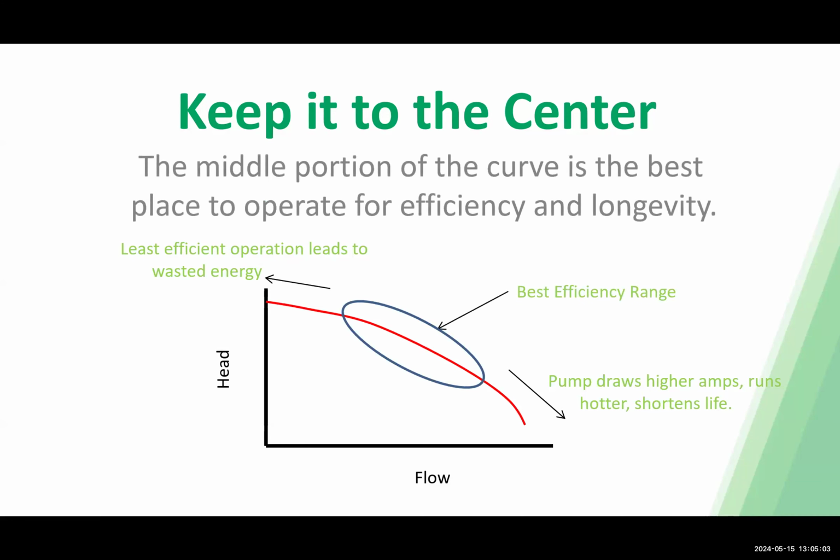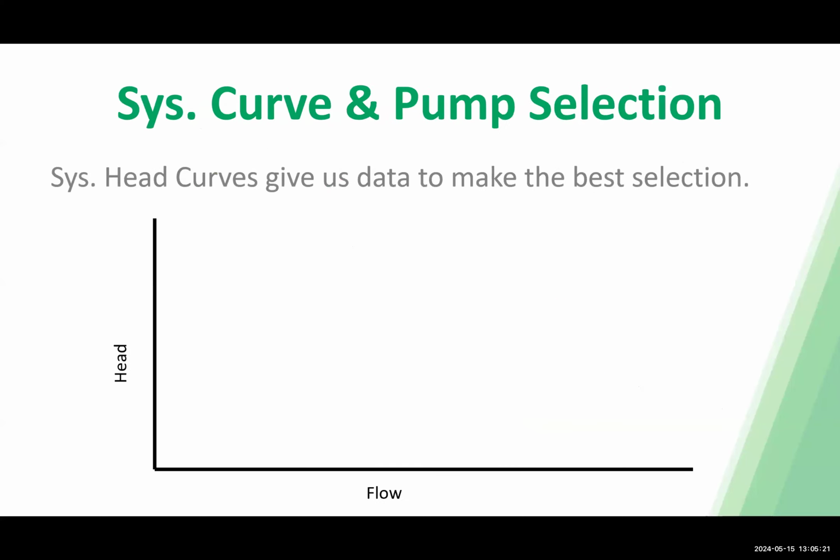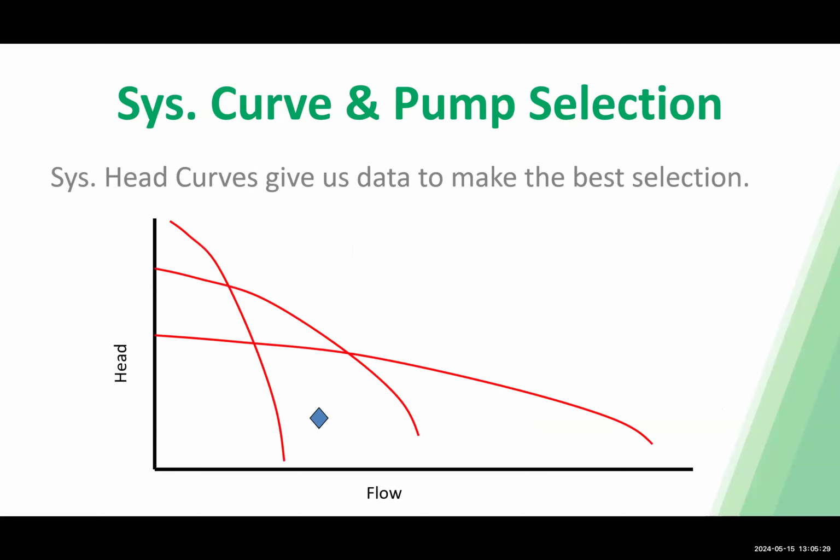And that's sort of where system head curves come into place. Being able to map that out and see where exactly you're operating will give you that chance to change your system and increase the life of that pump before that pump is put in place. So with that, system head curves give us data to make the best selection. As an example here, here's our design point. We have 3 different pump curves. As we've already gone over, we already know that the curve to the left of the design point is not going to work for this system. So we can quickly eliminate that.